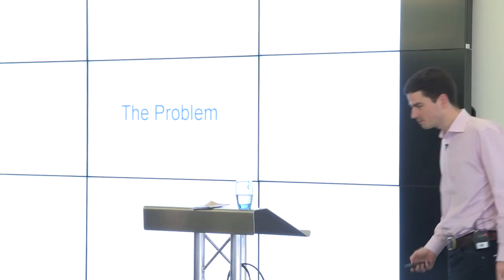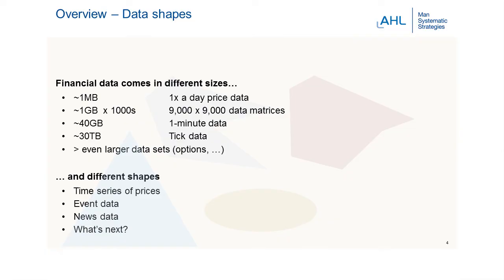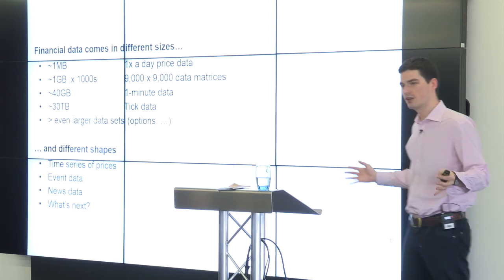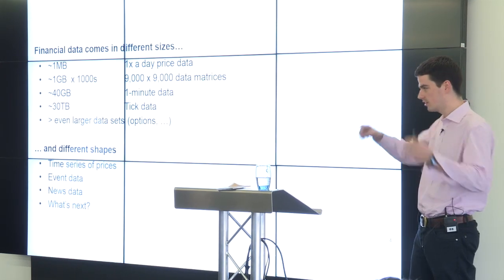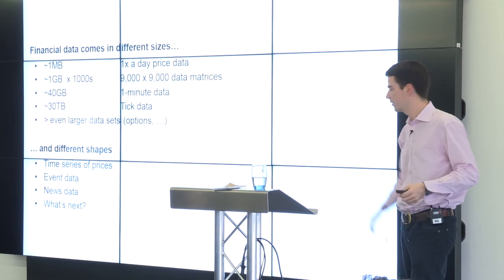So the problem. Financial data comes in all sorts of shapes and sizes. We have low-frequency data. This is your once-a-day data. Say, take the FTSE stock index, going back 30 years. That's about 10,000 rows of data, to gigabytes of data. Let's say you take a matrix, which is all the stocks in the FTSE going across your columns, 30 years of data again. That's now 10,000 by 10,000.